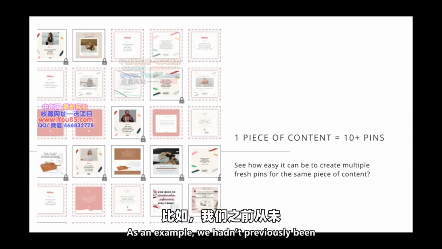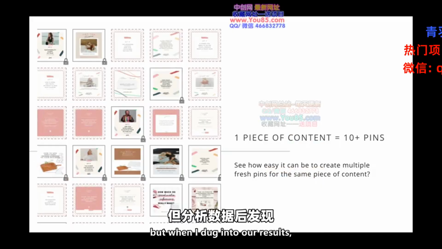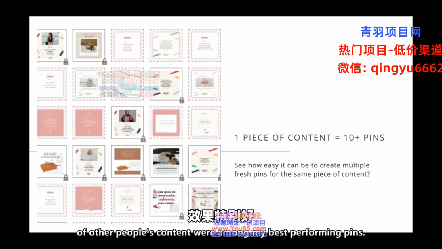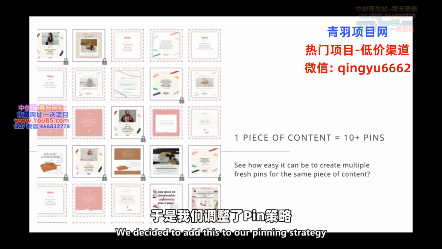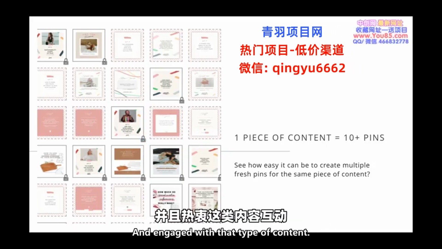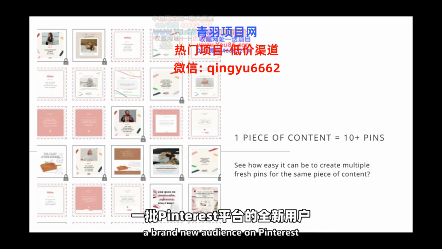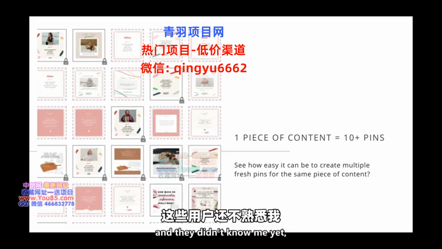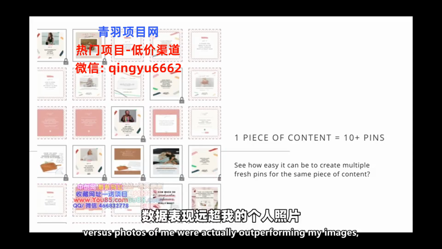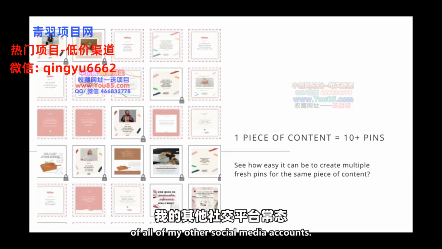As an example, we hadn't previously been creating infographics of our content, but when I dug into our results, I noticed that the infographics I was pinning of other people's content were among my best performing pins. We decided to add this to our pinning strategy because our audience told us that they responded and engaged with that type of content. I also realized that because I was attracting a brand new audience on Pinterest and they didn't know me yet, pins with the title and graphics versus photos of me were actually outperforming my images, which is the exact opposite of all of my other social media accounts.